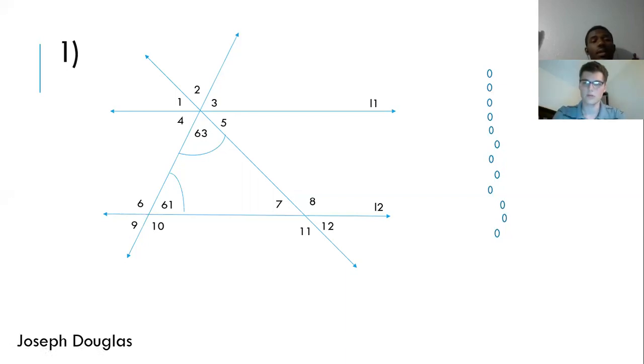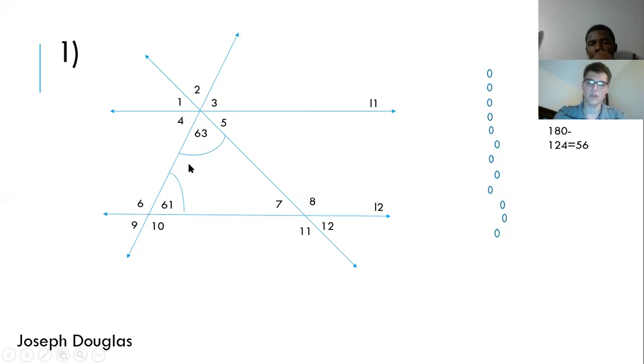So can you explain to me how to find the different angle measures on this complex figure? Well, that's an excellent question. So the first thing we need to look at is the angle measures we have, which in this case are 63 and 61.